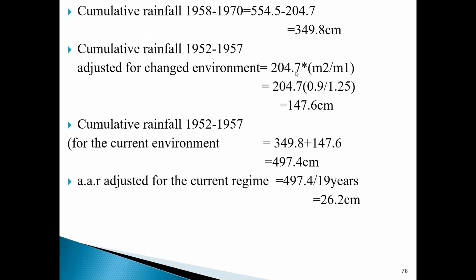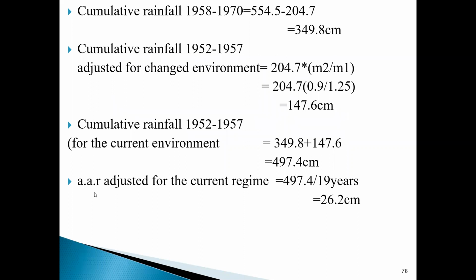So hence, 204.7 multiplied by the slope of the straight line plot, which is nothing but 147.6 centimeter. Now the cumulative values of rainfall from 1952 to 1957 will be 349.8 plus 147.6. So hence it will be 497.8 centimeter.